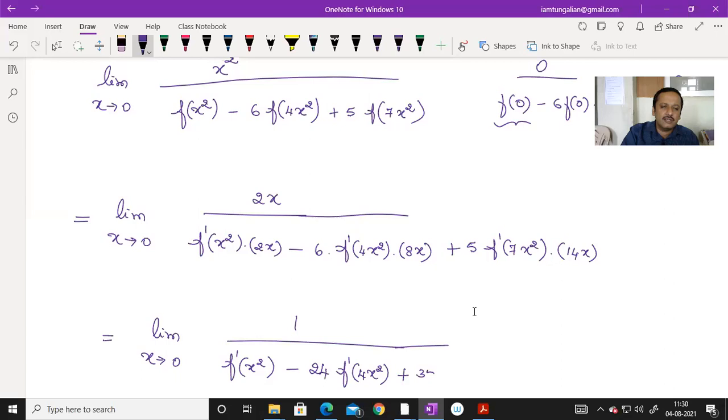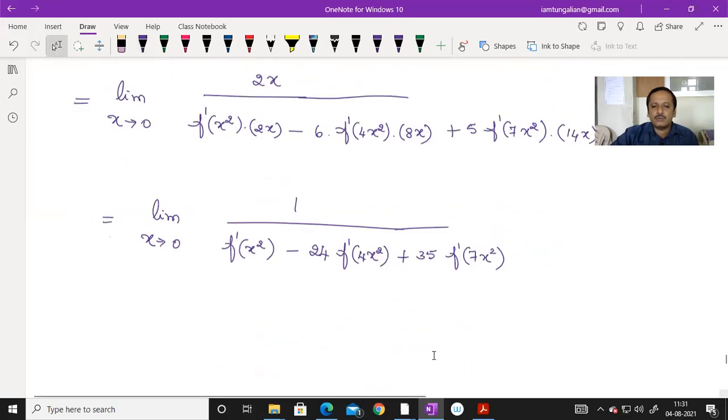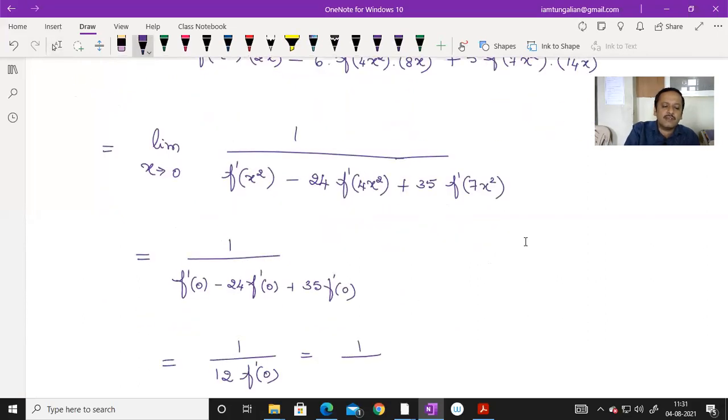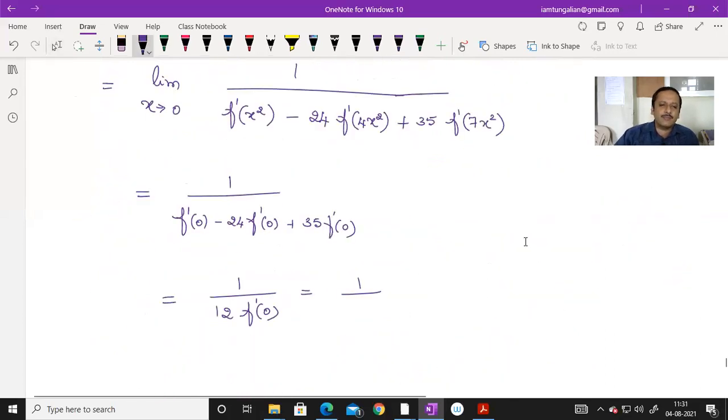So we differentiate both the numerator and denominator, and x is common and cancelled. After x, now you apply the limit as x tends to 0. So that's 7 f dash of 0, 3.